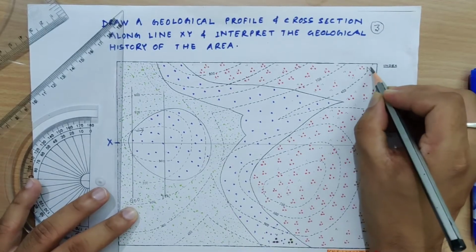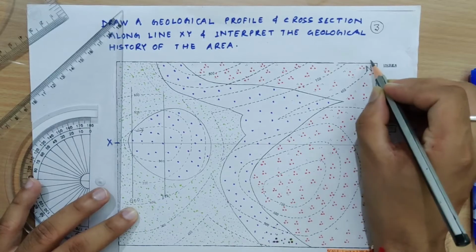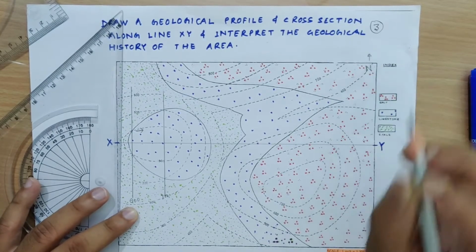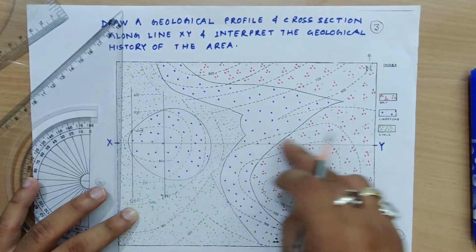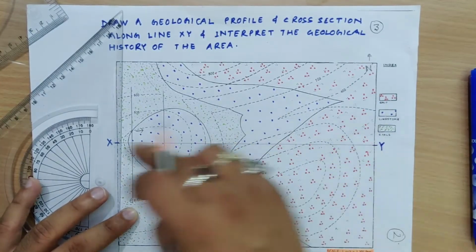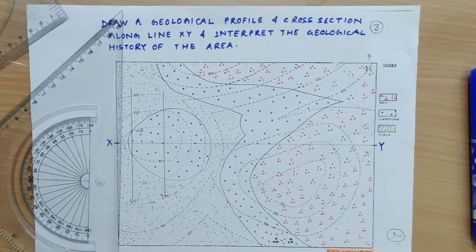This is north direction. If the north is not mentioned, the top of map is always north. So if this is north, this will be the east direction and this is the west direction. So the strike of this particular bed is north-south and dip is towards east. So beds are easterly dipping. Now we have determined the dip direction of the bed.